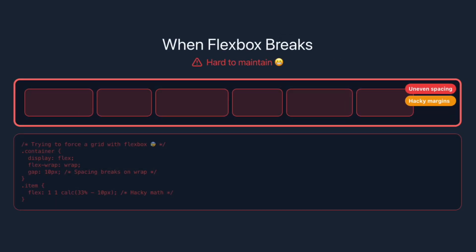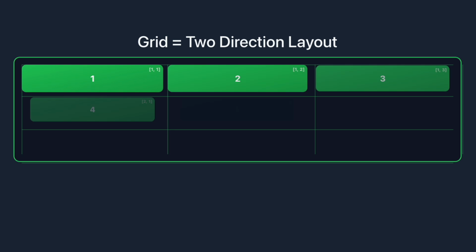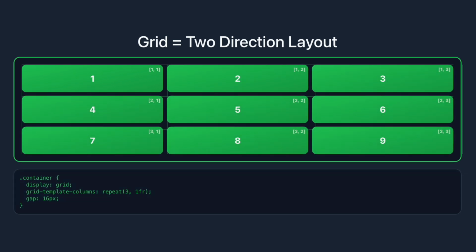But once you try building a full page layout with Flexbox, things start breaking. Spacing becomes hacky and responsiveness turns painful. CSS Grid is designed for two-dimensional layouts, rows and columns together. If you're designing a page structure, Grid feels almost magical.